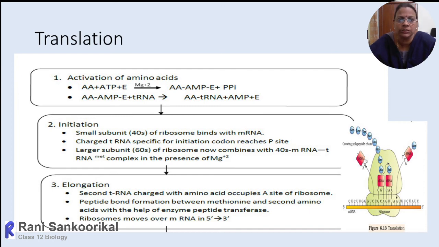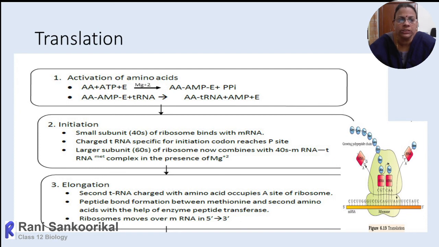Then initiation. Small subunit of 40S ribosome binds with the mRNA. Charged tRNA specific for initiation codon reaches the P site. Larger subunit of ribosome now combines with 40S, mRNA and tRNA methionine, because always the first tRNA will be carrying methionine because the codon is AUG. So the complex forms in the presence of magnesium.